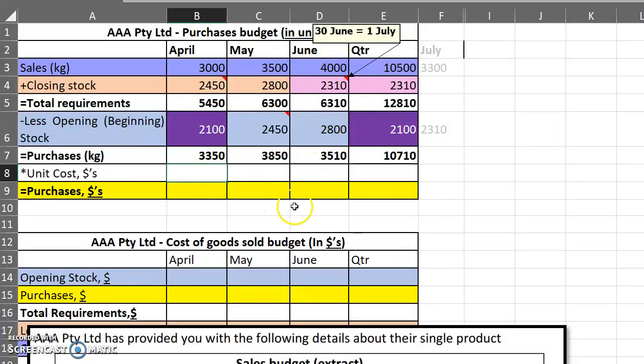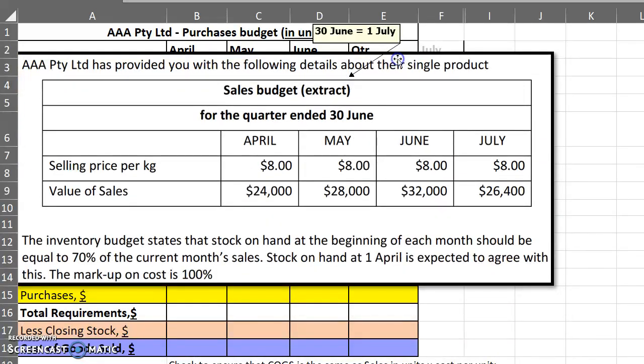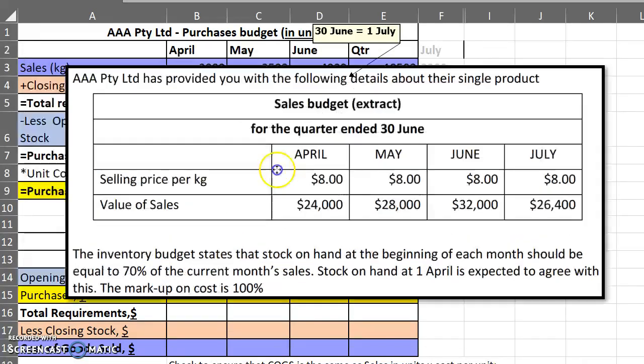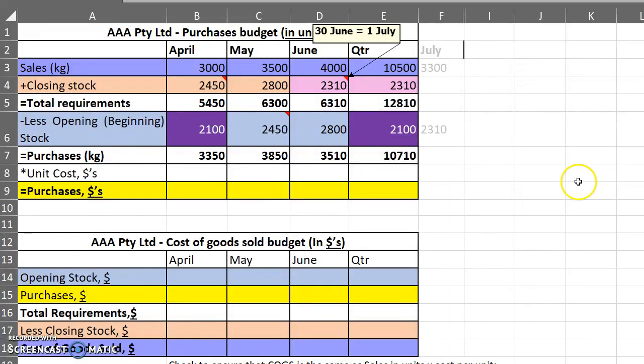In addition, the template would like us to work out the dollar value of all of these purchases, and we can do so by putting the unit cost amount. I'm just going to bring up the question again. Let's have a look what we know. We know that the selling price per kilo is $8. We also know that markup on cost is 100%. So remember we talked about markup is the profit, is what we add on top of the cost of the item in order to generate profit.